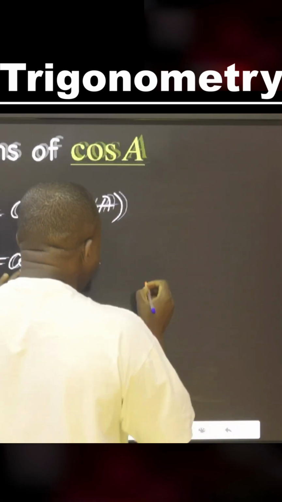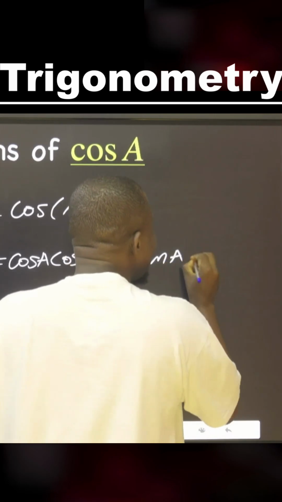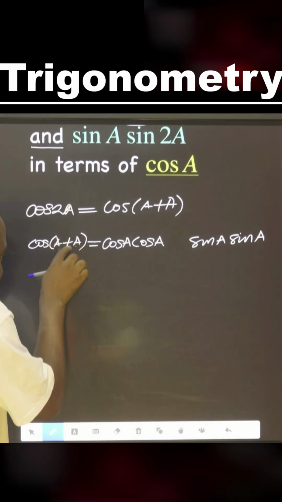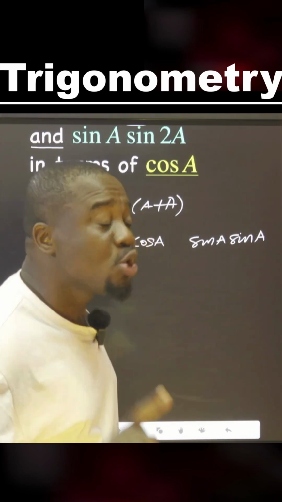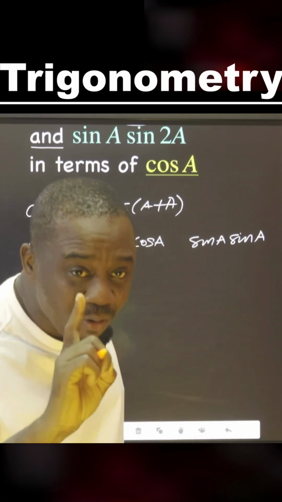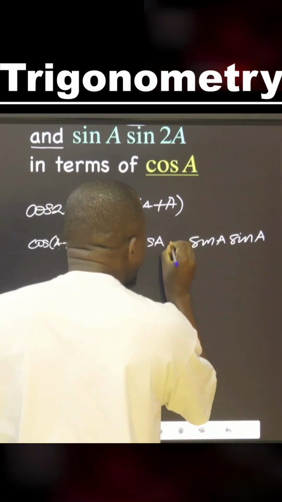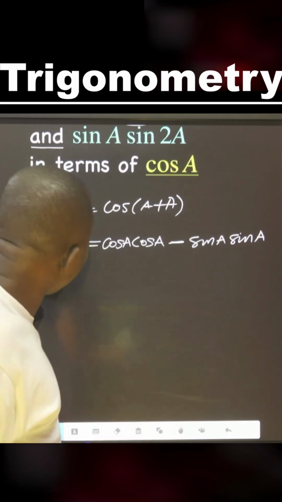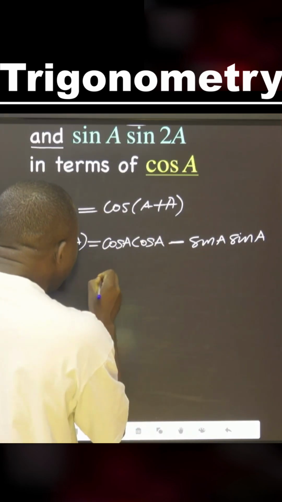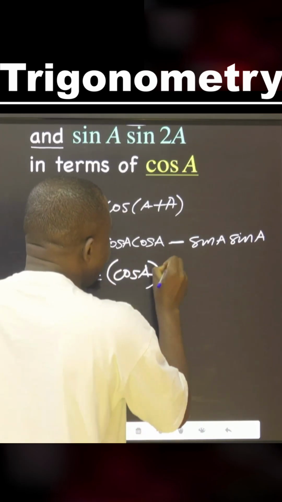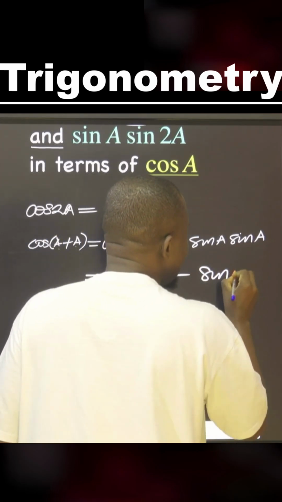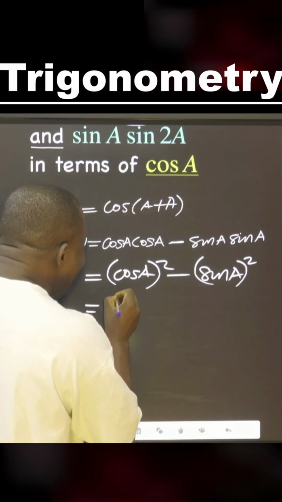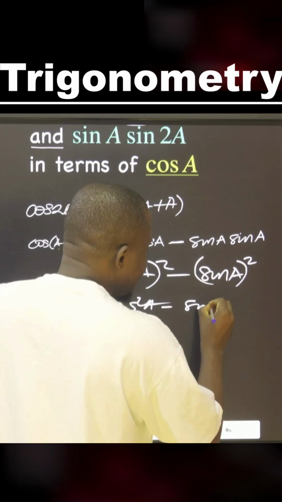So this side will be sine A, sine A. But this sign needs to change because we are dealing with a bad guy with bad character, which is cosine. I have to put minus here, opposite of plus. Now, what is the meaning of this? This simply means cos A squared minus sine A squared. That is the meaning, which you can write as cos squared A minus sine squared A.